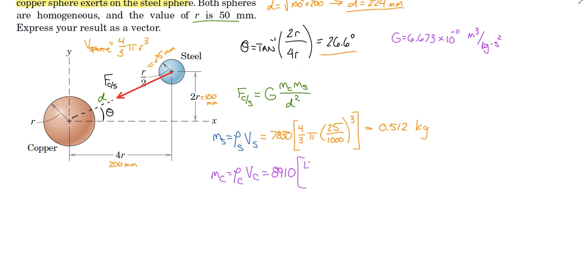And again, the volume is 4/3 pi times r cubed. And this one is just r, so that's easy to work with. 50 divided by 1,000 cubed. And if we carry out this math, we would find that the mass of the copper sphere is 4.67 kilograms. So a little more mass, I should say. Don't want to say heavier because kilogram is mass, not weight.